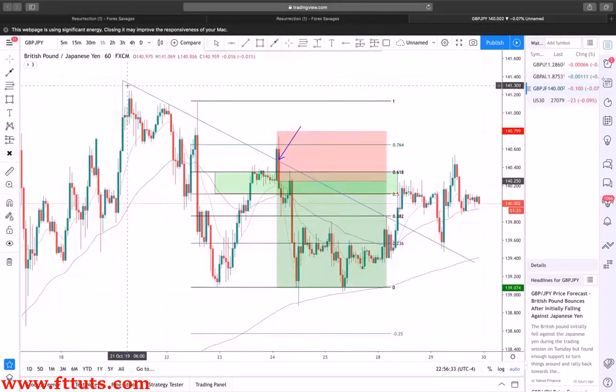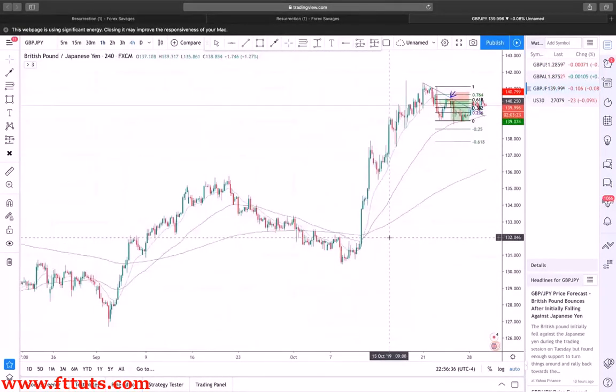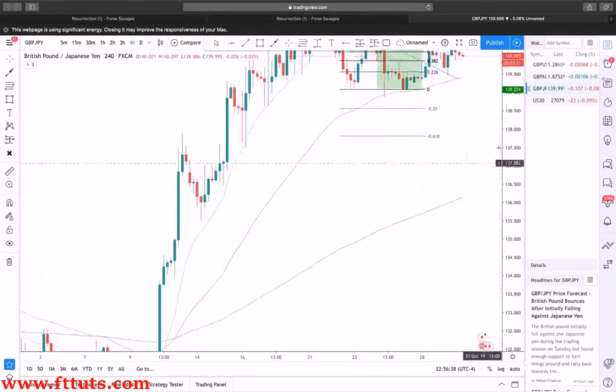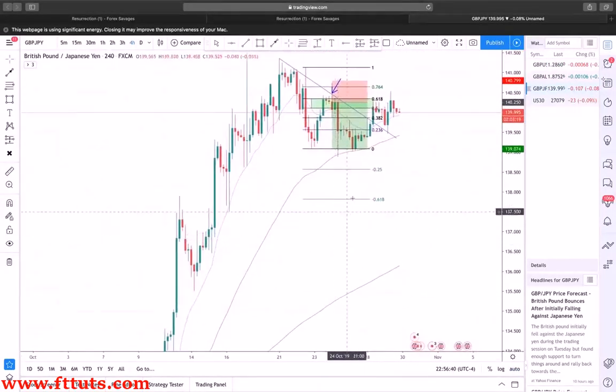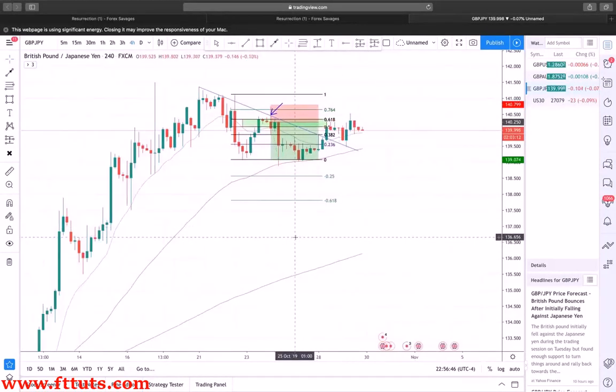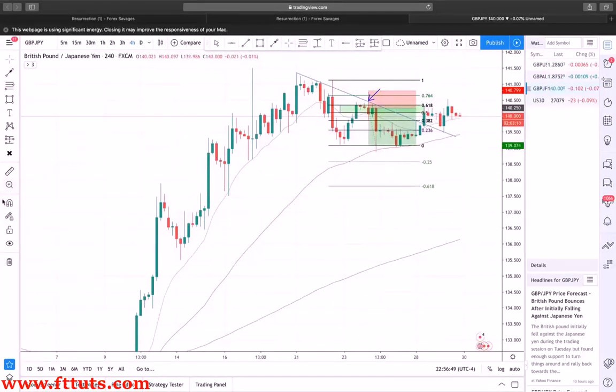So let's go back on the 4-hour, and let me give you more examples of how I use my trend lines in confluence with my Fibonaccis. Let's draw a trend line here.